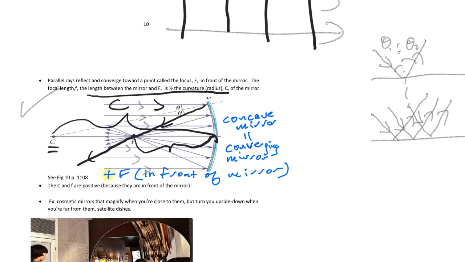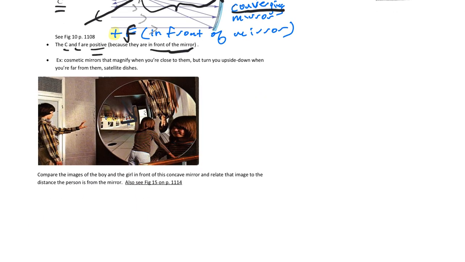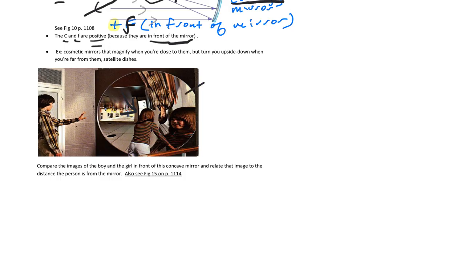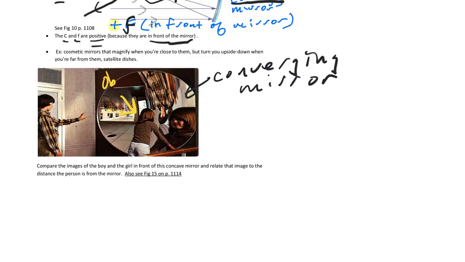Now, because the parallel rays converge, come together at a focal point, we call a concave mirror a converging mirror. Now, look at this picture of a giant converging mirror. The girl is close to the mirror, and we'll call the girl object 1, because she's a real object in front of the mirror. And we'll call her image in the mirror, which is what is produced in the mirror, image 1.